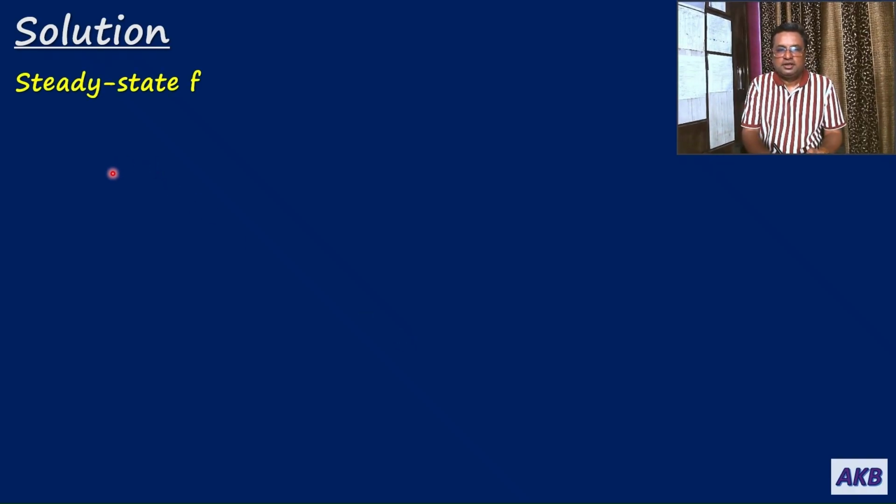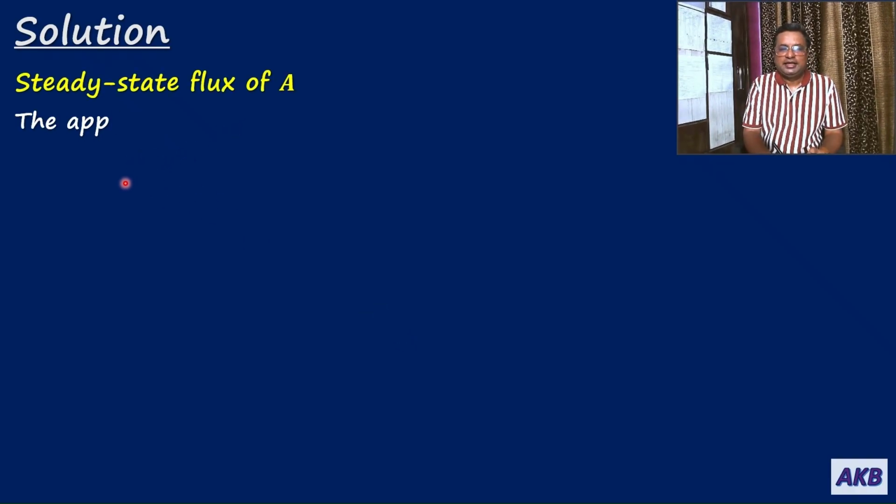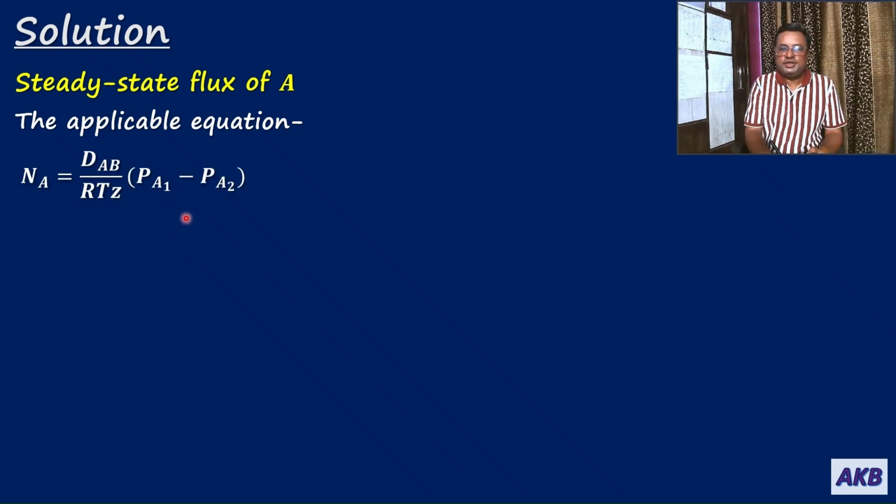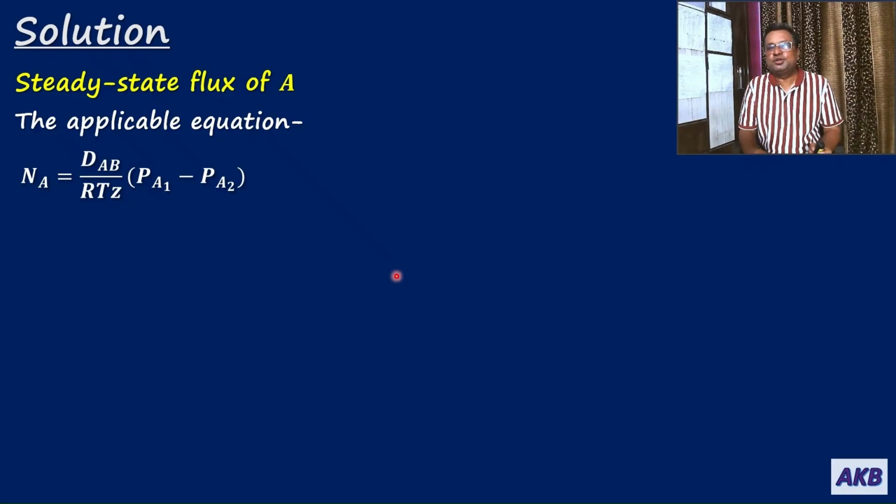There is no need to discuss the approach because the solution is very straightforward. We just have to use the one equation that is applicable to equimolal counter diffusion of two gases. So I'm directly solving the numerical example. For the steady state flux of A, when there is equimolal counter diffusion, the applicable equation is NA equals DAB upon RTZ into PA1 minus PA2. All the quantities on the right hand side are directly given to us. We just have to use them in the equation and get the value of NA.